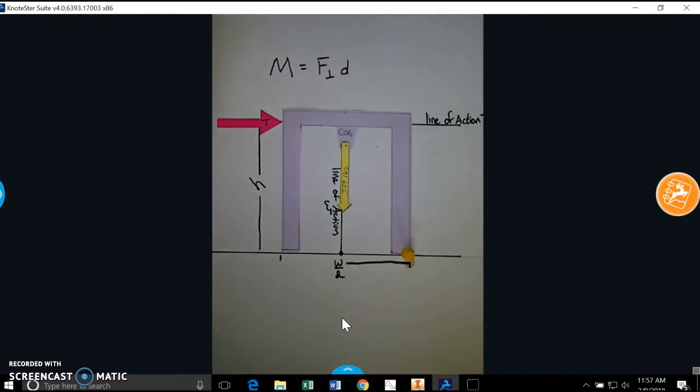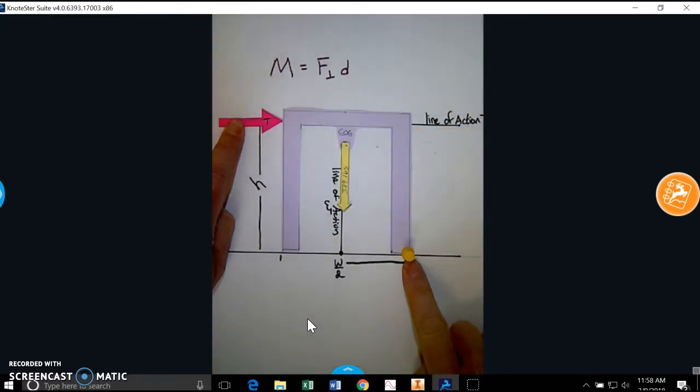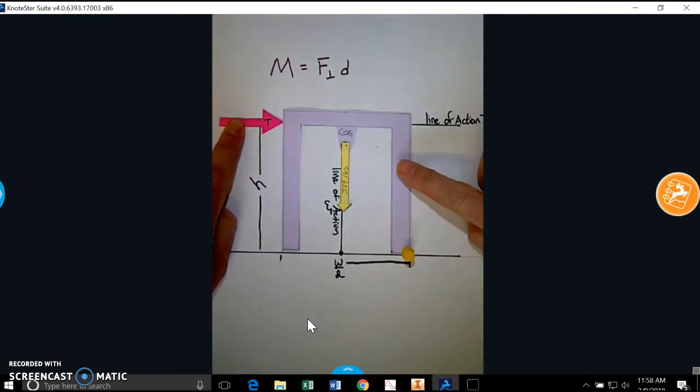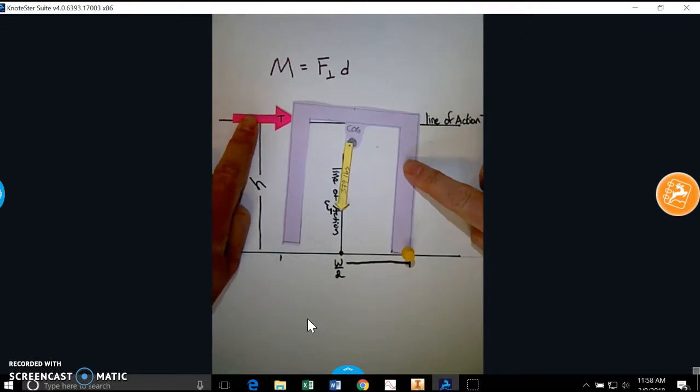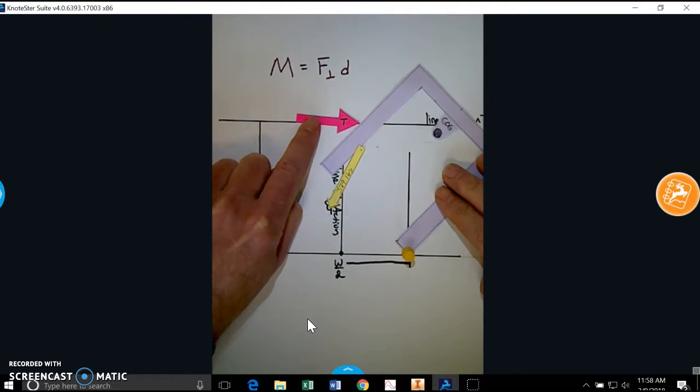Things to keep in mind, right? What we're going to be studying is this idea of a moment of a force, which is something that causes a rotation or a twist. So you can imagine, if I have this applied tipping force T pushing in this direction and I don't let the table slip, so I've put a little tack down here, then the moment of this force would cause this rotation, right?